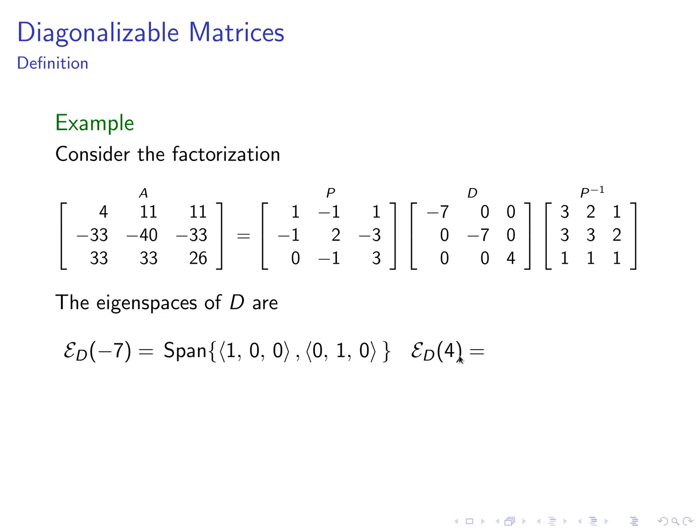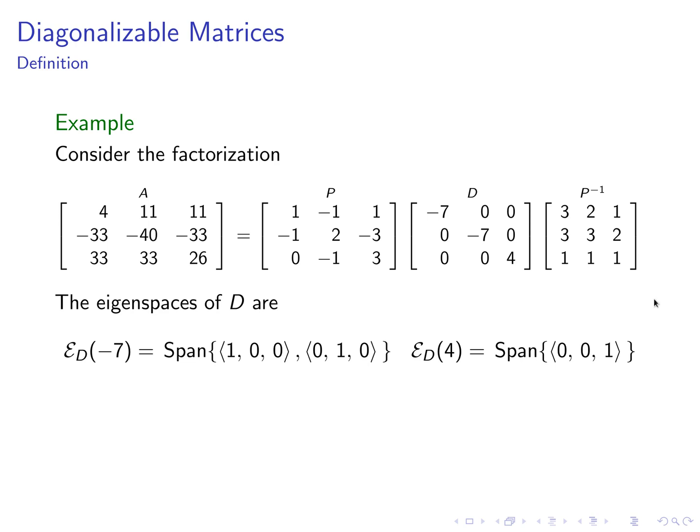And the other eigenvalue of D is lambda equals 4. To find its eigenspace, we would subtract 4 from the diagonal entries of D and find a basis for the null space of whatever's left over. When we subtract 4 from -7, we get -11, -11, and then we get 0. So the eigenspace of D for lambda equals 4 is spanned by the vector 0, 0, 1. Well, what is this telling us?